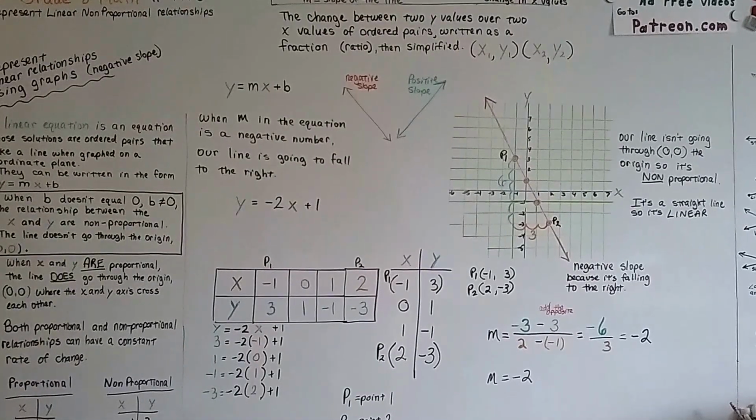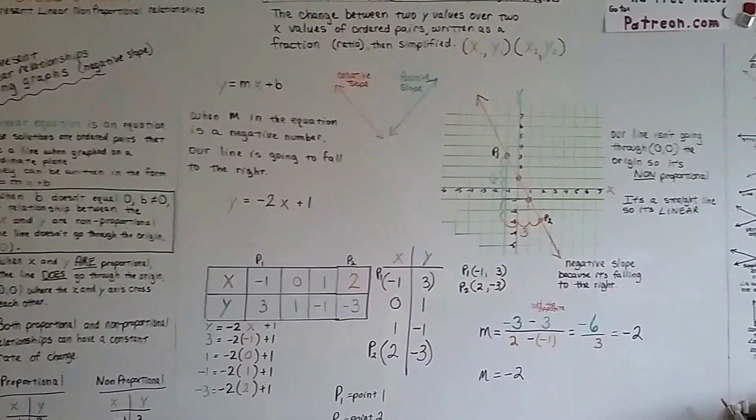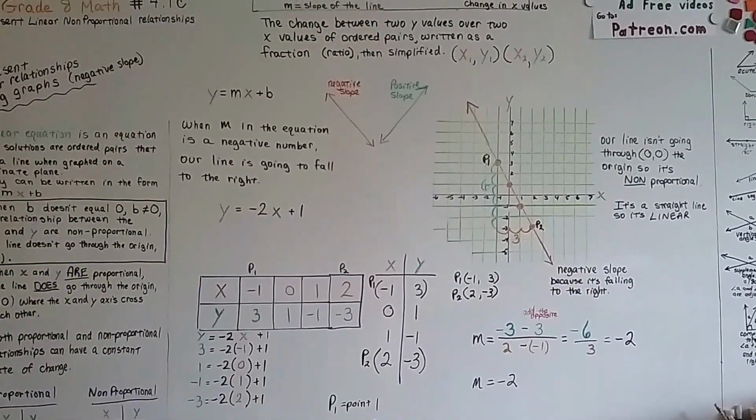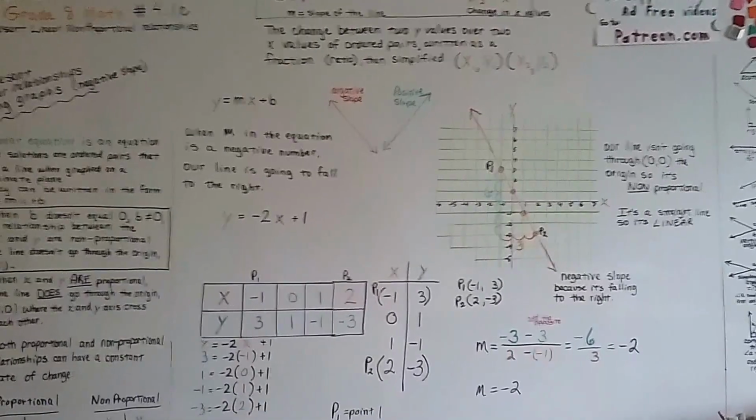So that's a negative slope for linear relationships using graphs. We're going to talk about that y-intercept coming up in our next unit, okay?